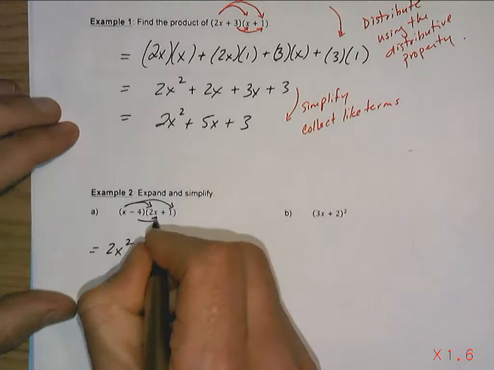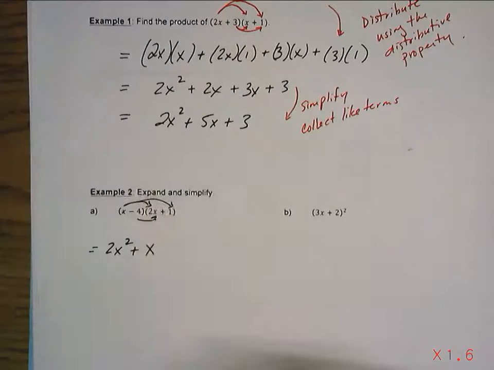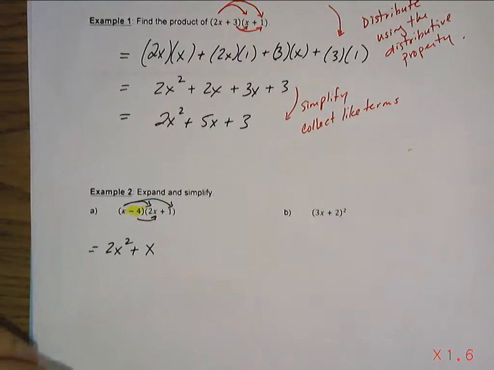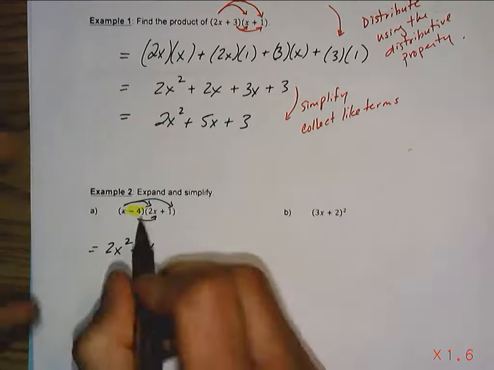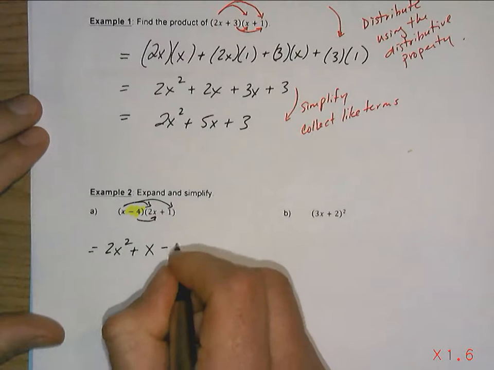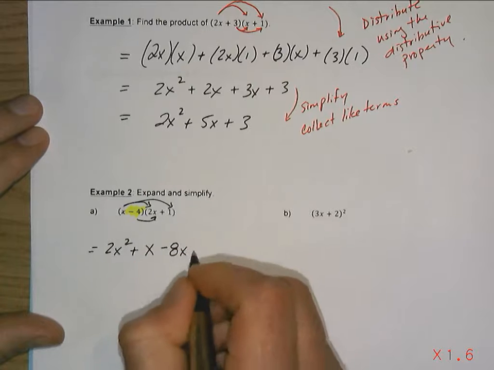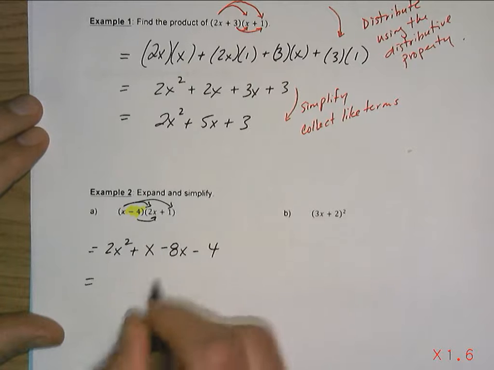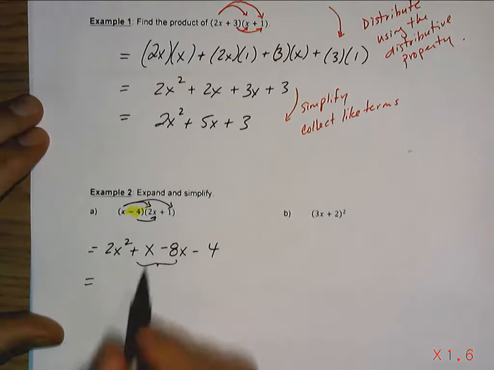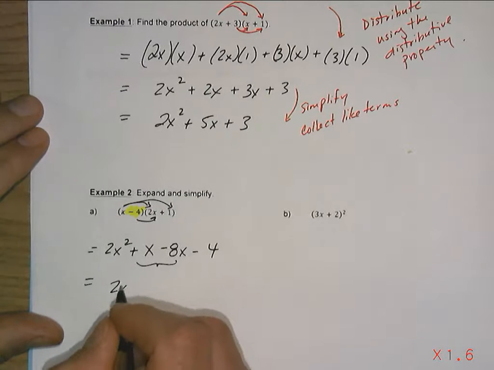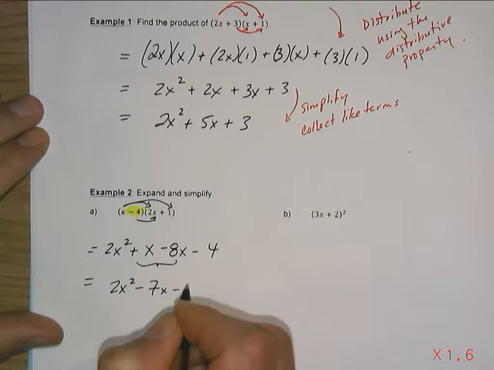Now coming this way, I need to be careful. That is a negative 4. Okay, so we need to watch that negative now. So negative times 2x is negative 8x. Negative times 1 is going to be negative 4. We're going to collect like terms. These are the like terms that go together. I have one positive x, take away 8x's. So 2x squared minus 7x minus 4.